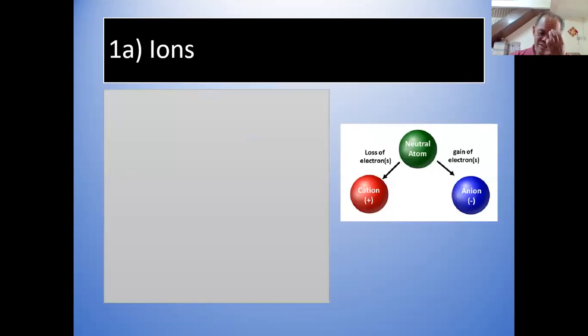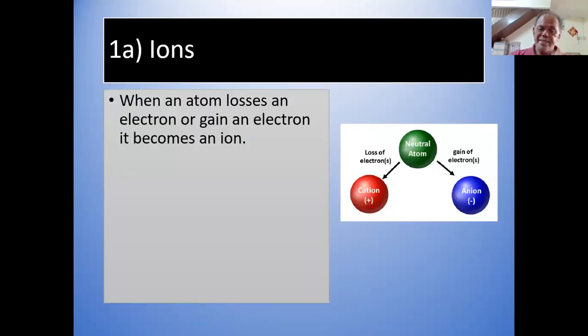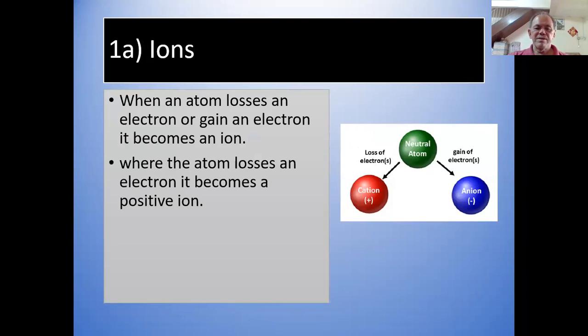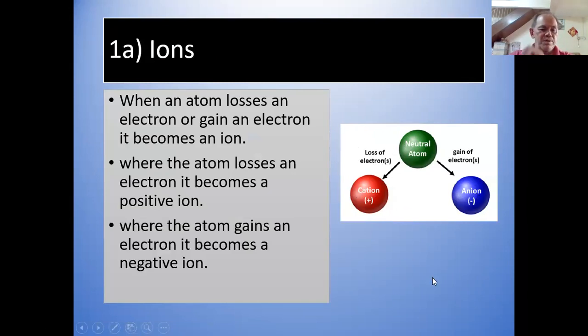Then we come to ions. Right? So when the atom loses an electron or gains an electron, it becomes an ion. Where it loses an electron, it becomes a positive ion, or in chemistry you call it a cation. Where the atom gains an electron, it becomes a negative ion or an anion. We don't need to know all these terms. We just know it's an ion, either positively charged or negatively charged.